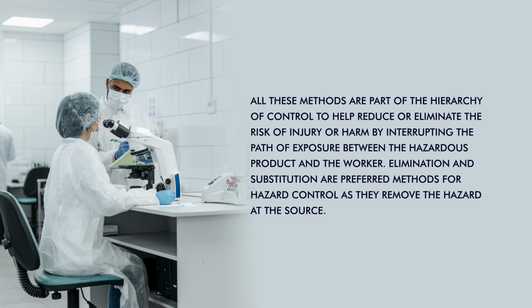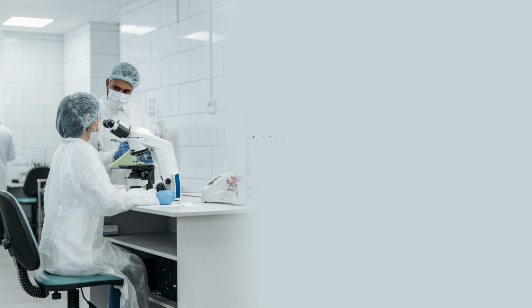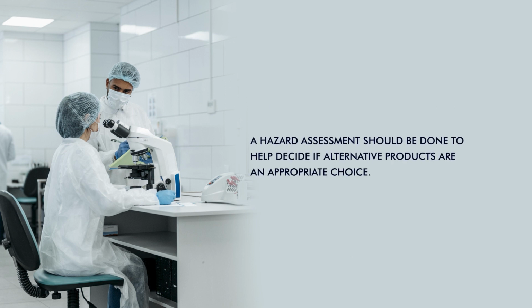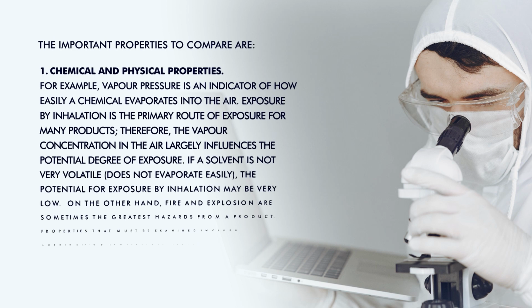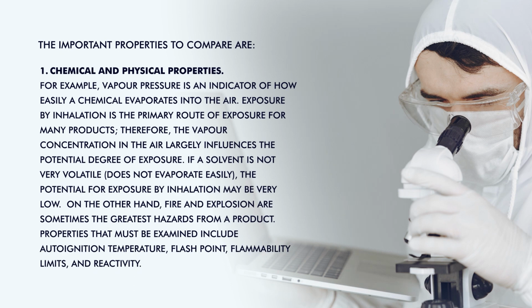Elimination and substitution are the preferred methods for hazard control, as they remove the hazard at the source. Also, a hazard assessment should be done to help decide if alternative products are an appropriate choice or not. Use the safety data sheets, the SDS as we normally call it, and other sources of chemical information to compare the hazards of various products. For easier comparison, set up a table with the categories of each potential substitute. The important properties to compare are the chemical and physical properties of the particular chemical hazards.